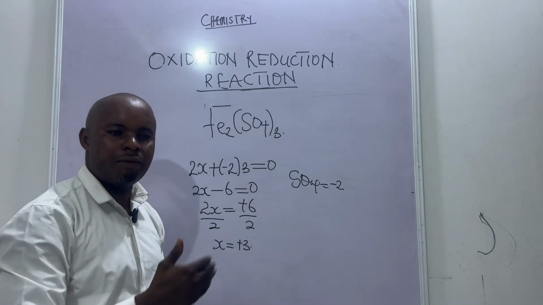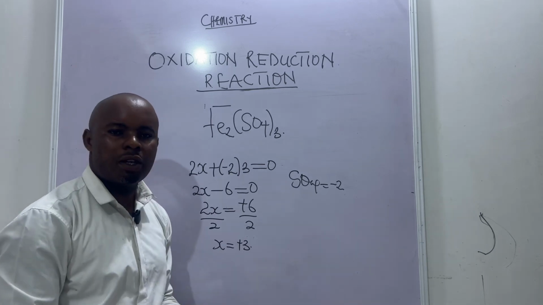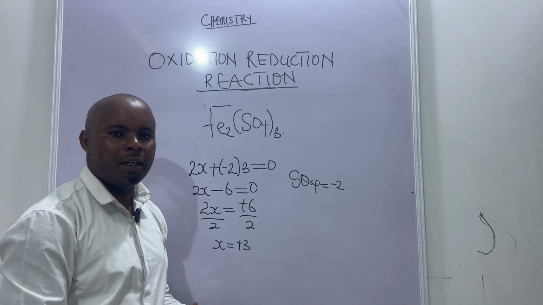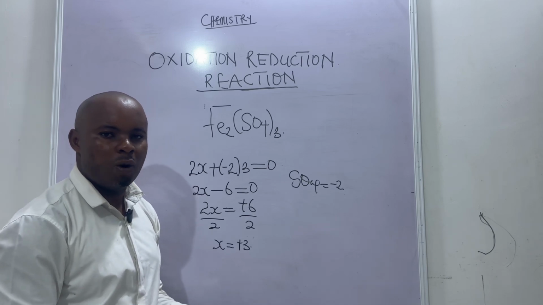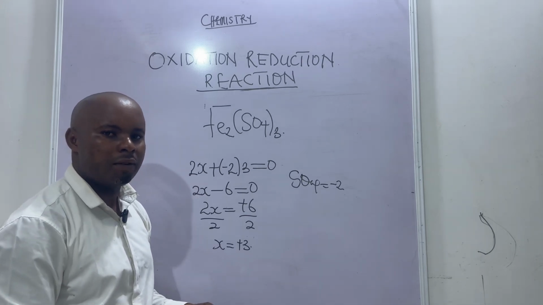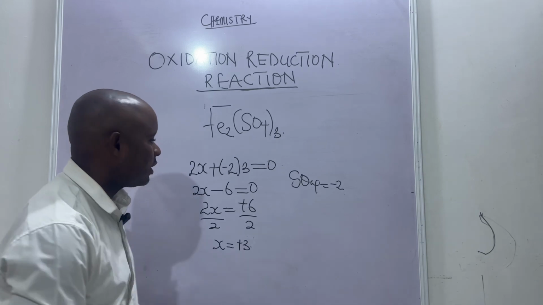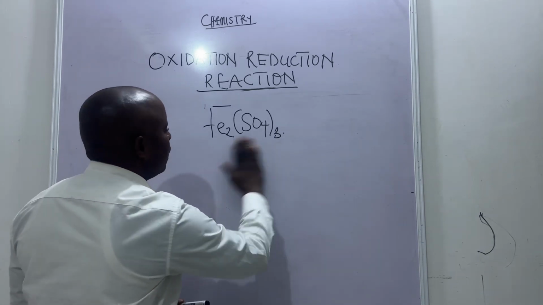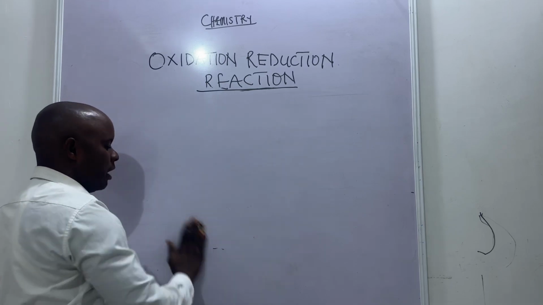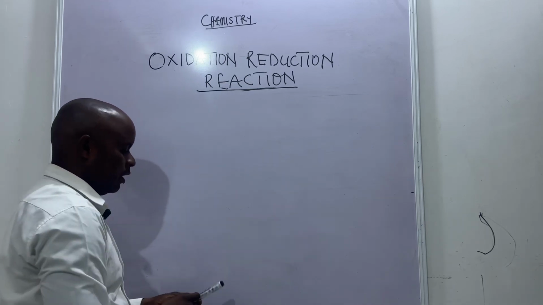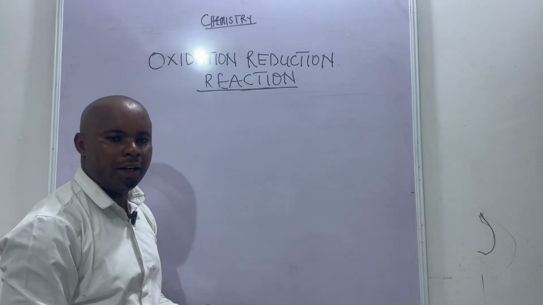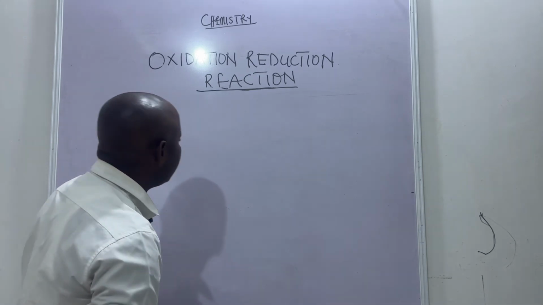So if this compound should undergo a redox reaction, if there's any change in the state of this oxidation number, we can understand that a redox reaction has actually taken place. Like I've said from my previous video, a better understanding of oxidation number is the key in understanding this topic known as redox reaction.